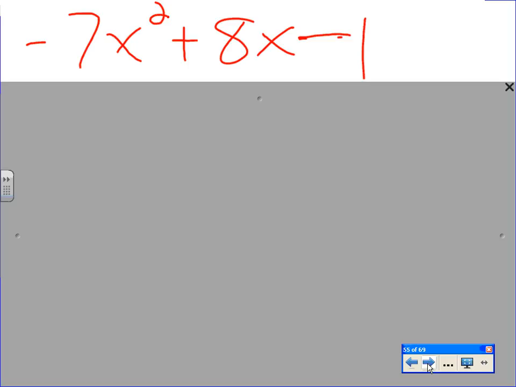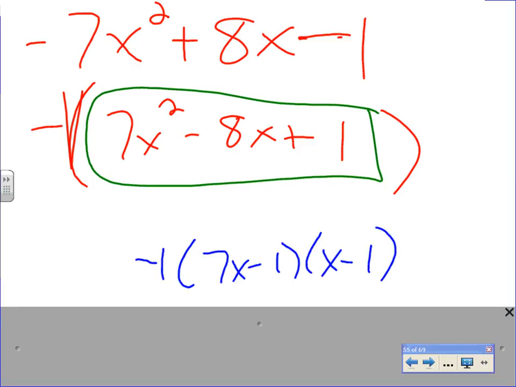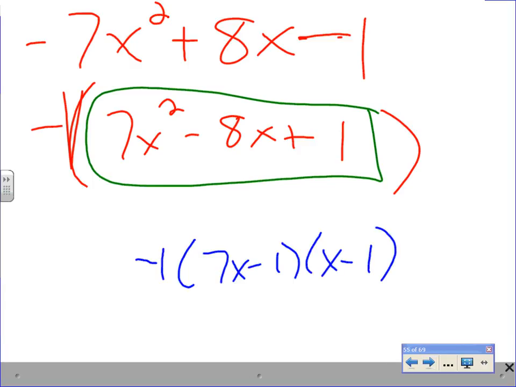All right. Let me show you this. Luke, do you want me to go through the steps up here? Yeah. Sure. Okay. So the answer on this is -1 times 7x minus 1, times x minus 1. Does anyone have questions on the steps here or the factors that you should have used?